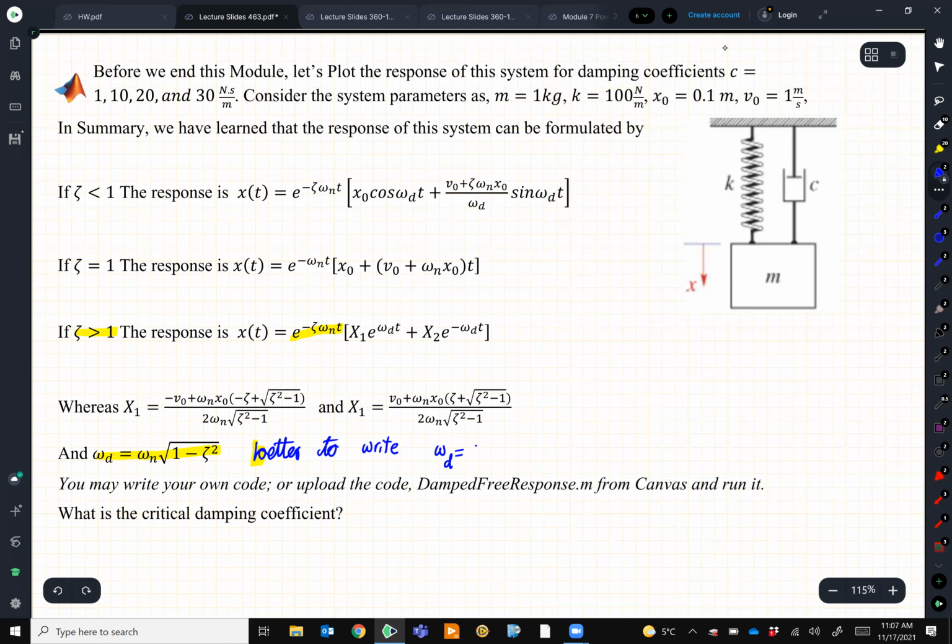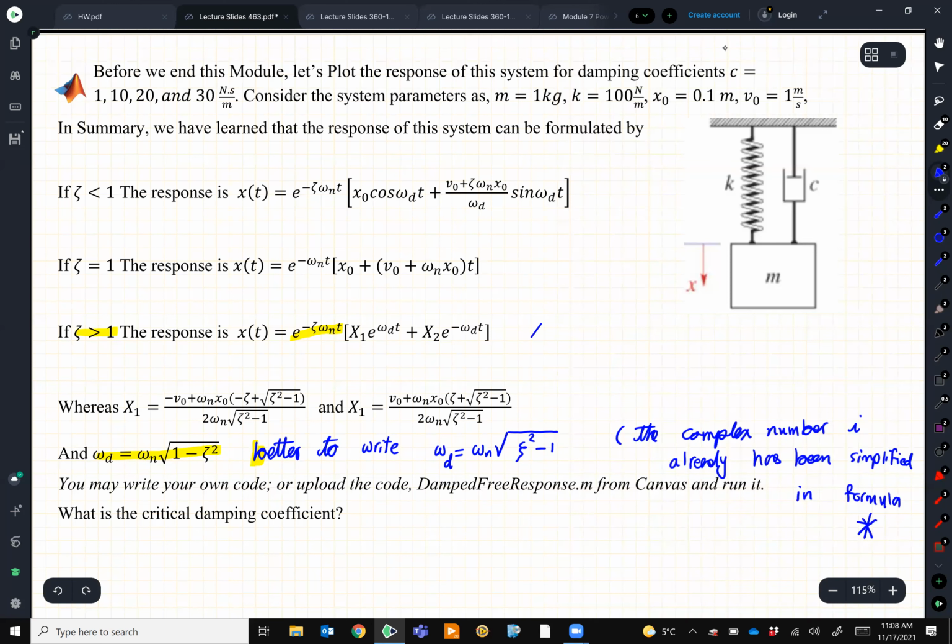Omega d is omega n square root of zeta squared minus 1, just for this case. So the complex number is already in the formula. It has been simplified like this. Right? So that's one case.